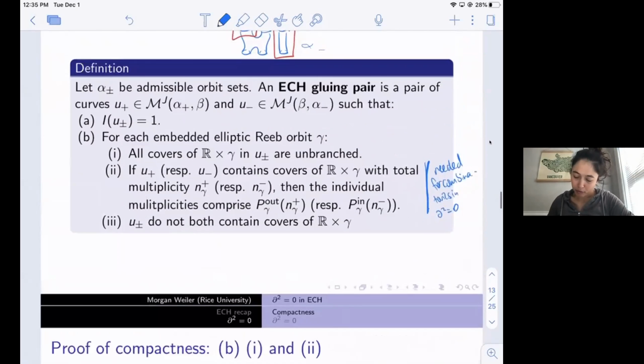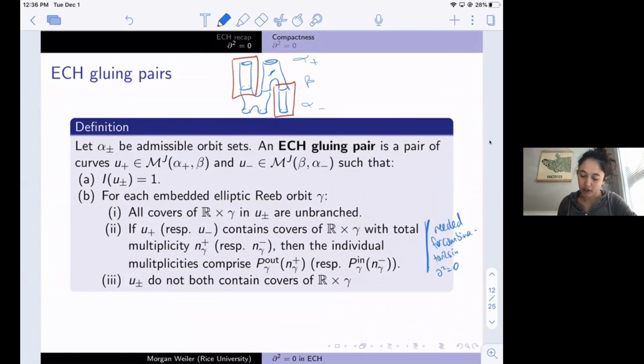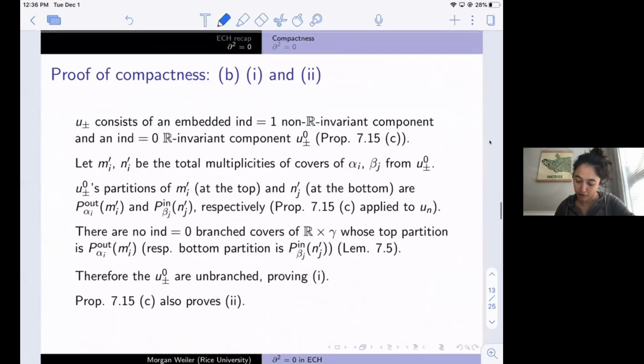So we need to prove 1 and 2 and 3. We've already shown this. So we need to show that all covers are unbranched, the partition conditions, and then we need to show that both can't contain covers of R cross gamma. So for the second part, this follows immediately from proposition 7.15C. I'll just mention that. And then for the first part, I think maybe I'll just summarize this. This again follows from the partial order on the set of partitions.